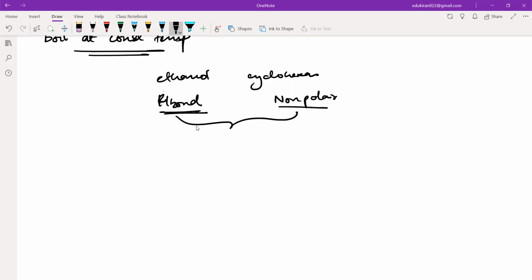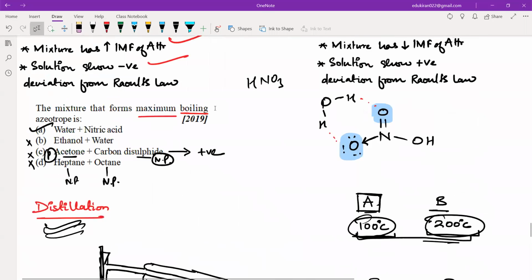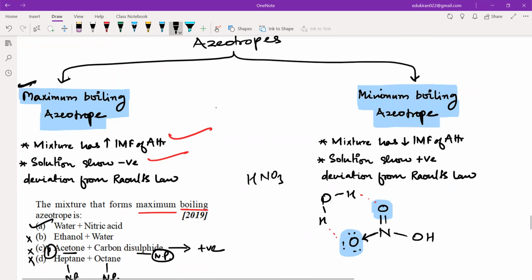When we are going to mix these two things, what is going to happen? Intermolecular force of attraction will decrease. If the intermolecular force of attraction is decreasing, that means it will require less temperature to boil. Yes or no? Yes, sir. There will be more vapors. Okay, so these are two types of azeotrope. Those two types of azeotropes are maximum boiling, in which the boiling point is higher, and minimum boiling, in which you have the boiling point which is lower.